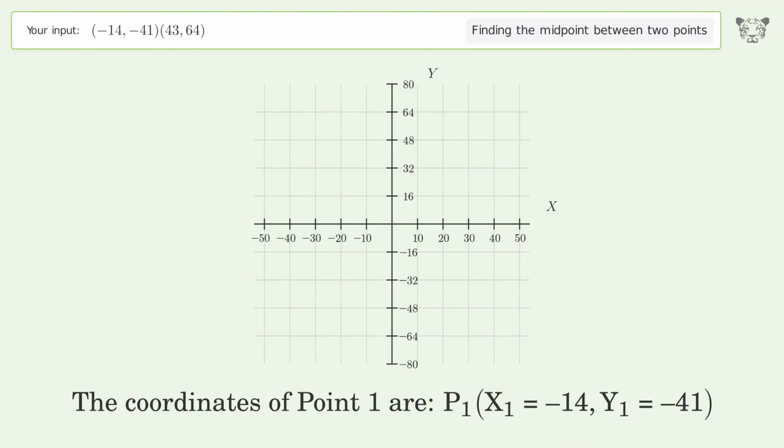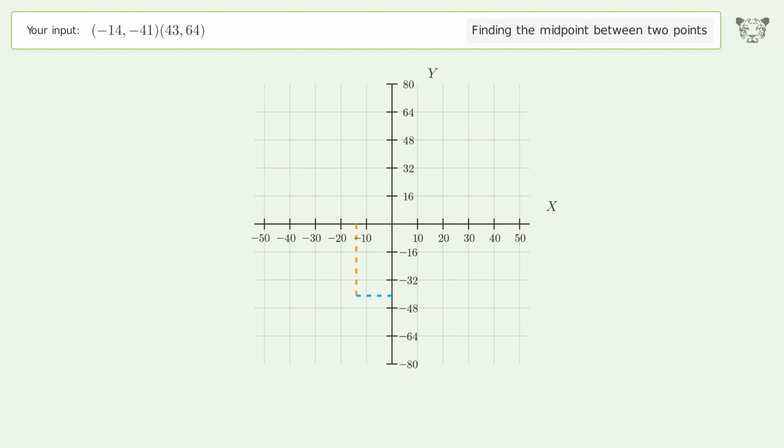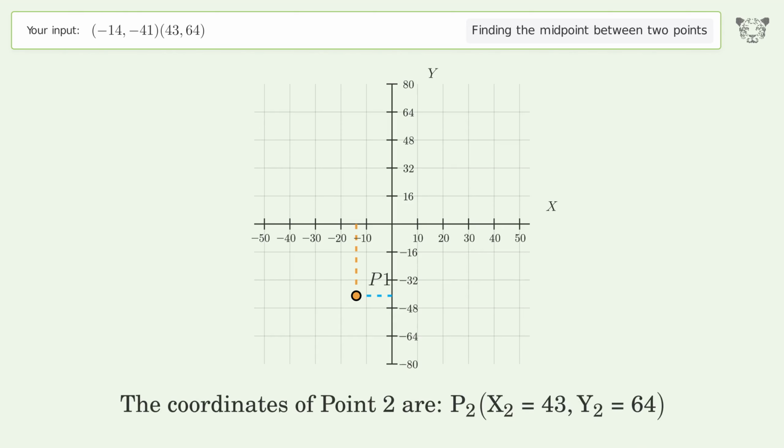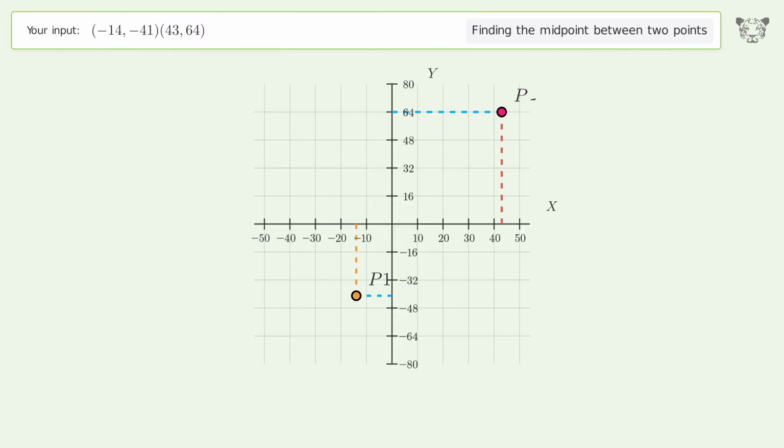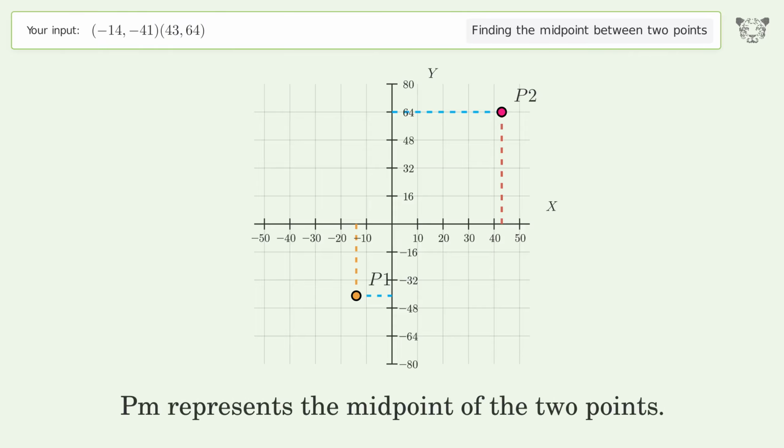The coordinates of point 1 are x1 equals -14, y1 equals -41. The coordinates of point 2 are x2 equals 43, y2 equals 64. PM represents the midpoint of the 2 points.